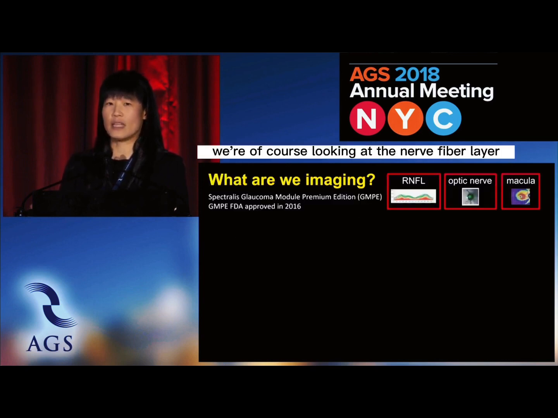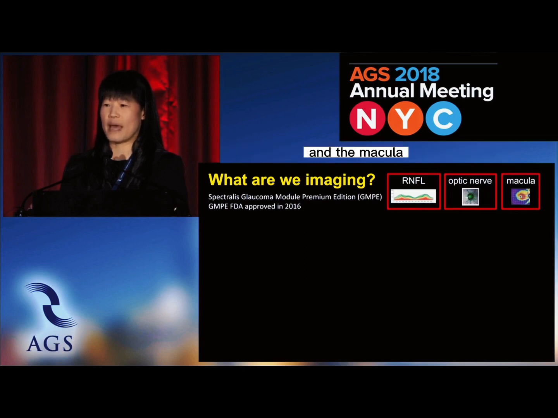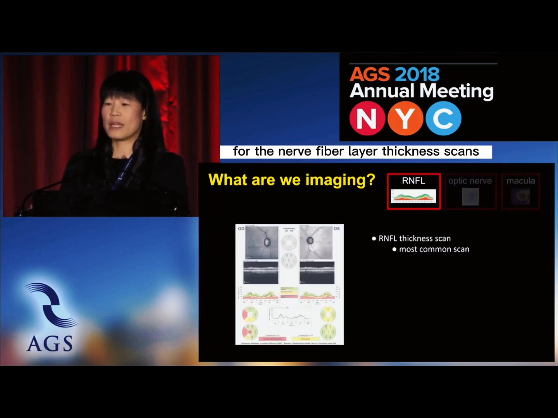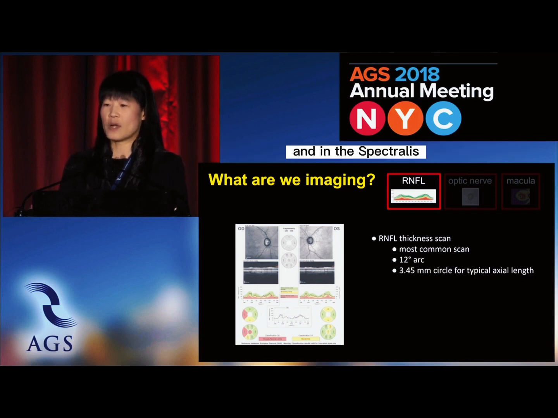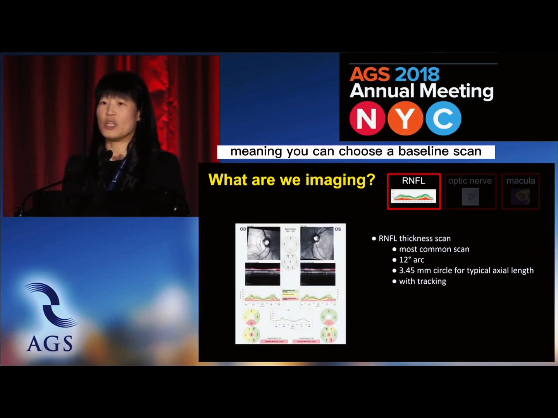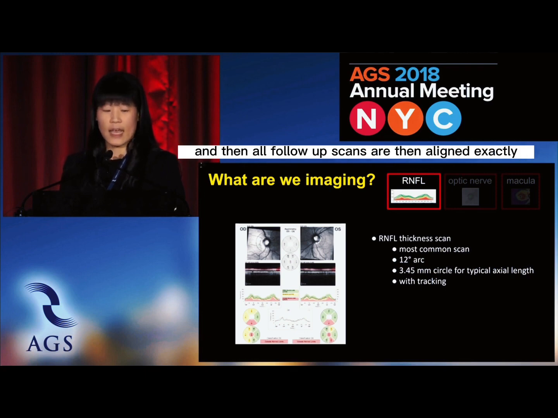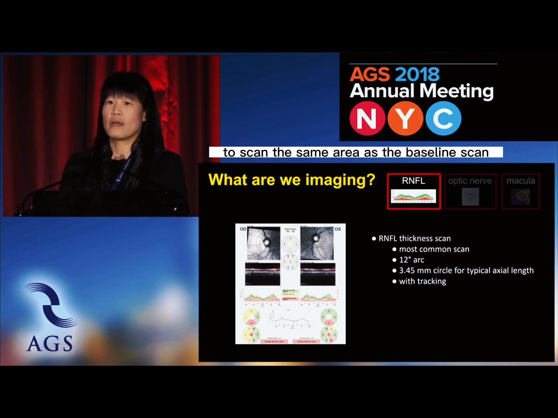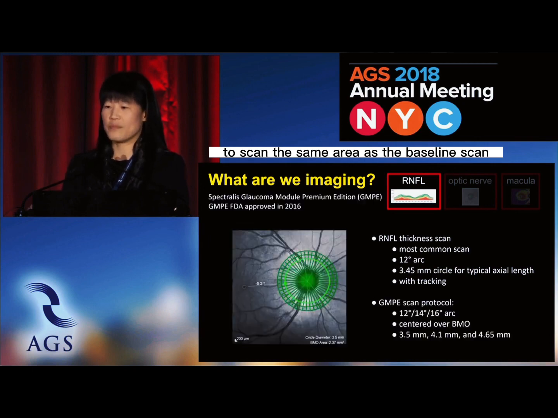We're of course looking at the nerve fiber layer, the optic nerve, and the macula. For the nerve fiber layer thickness scans, we know that this is the most commonly used scan, and in the Spectralis it winds up being a 3.45 millimeter diameter circle for a typical axial length. And as I mentioned before, there is tracking capabilities, meaning you can choose a baseline scan, and then all follow-up scans are then aligned exactly to scan the same area as the baseline scan.